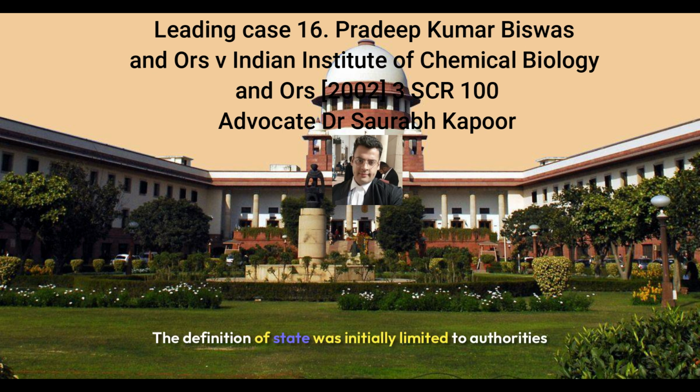The definition of state was initially limited to authorities or those with similar powers mentioned in the definition of Article 12. But it later came to be understood with reference to the available remedies against it. For example, a statutory corporation with regulations framed by such corporation pursuant to statutory powers was considered a state. The court decided that the expression other authorities in Article 12 includes all constitutional or statutory authorities with powers conferred by law, even if some of those powers are for commercial activities.